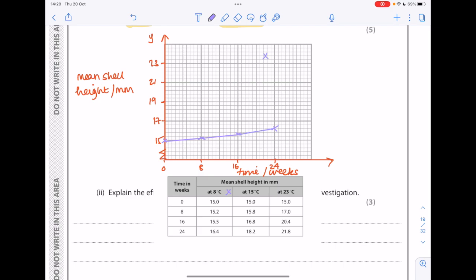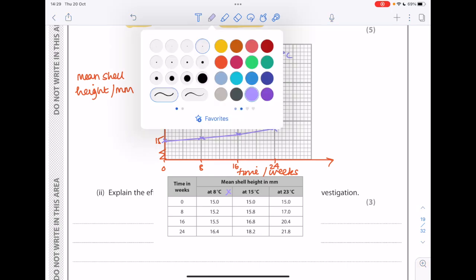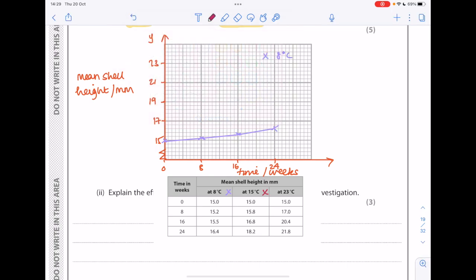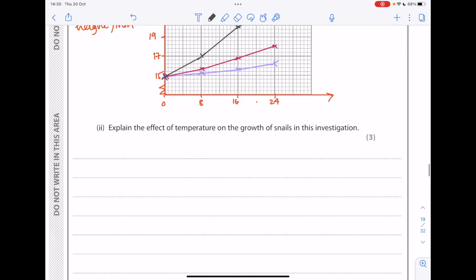And then we need a key saying that that was for 8 degrees. What about now at 15 degrees? And lastly at 23 degrees. Cool, so that's done. Explain the effect of temperature on the growth of snails in this investigation.